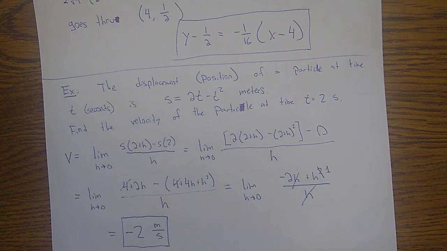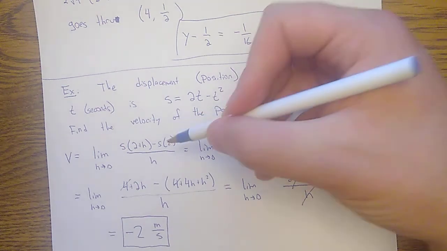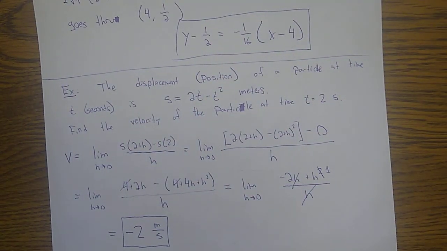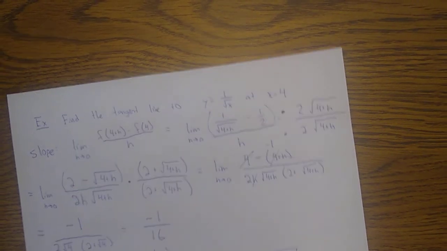So that's it. That's how you find the velocity, and it's nothing super special. In fact, it's using the same type of limit that we always use to find the slope of a tangent line, and we did several examples of that. So finding the velocity is not fundamentally different. Okay.